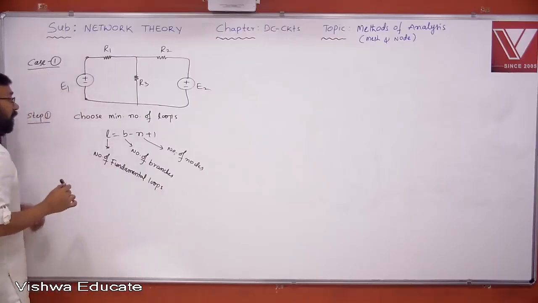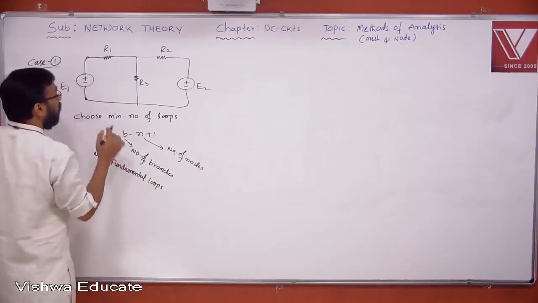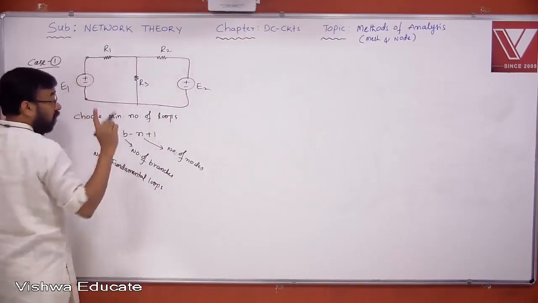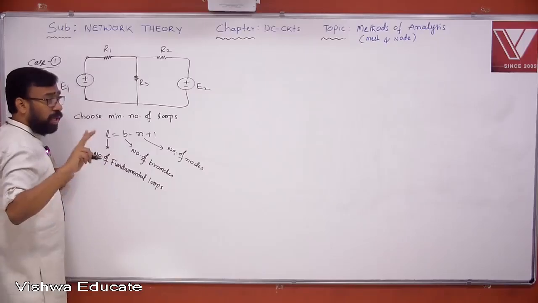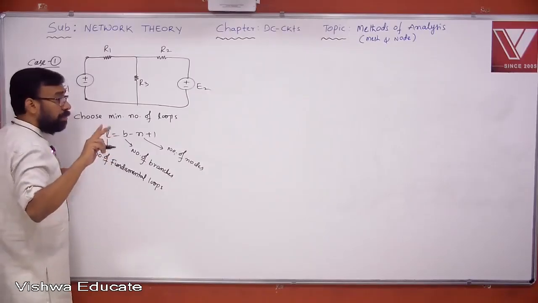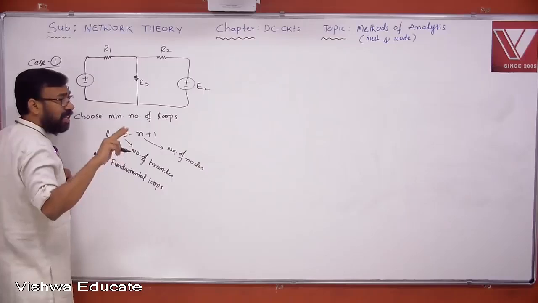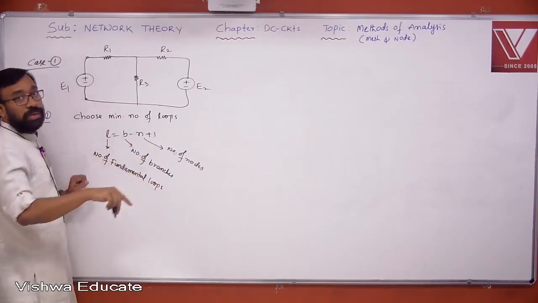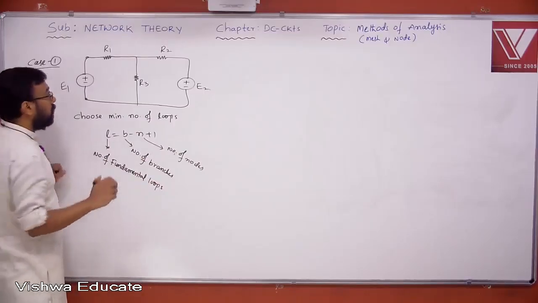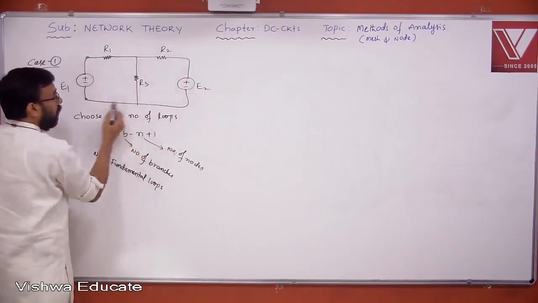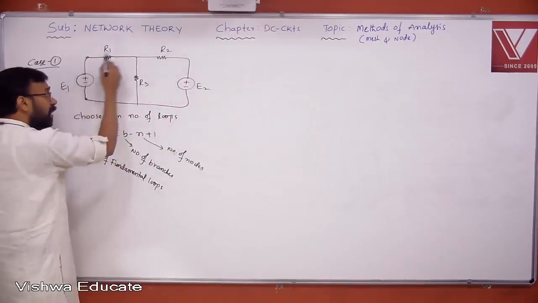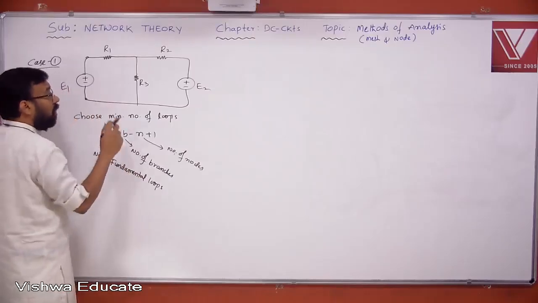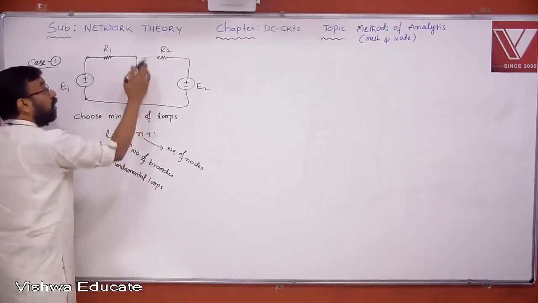Okay. Now, we need to even choose the loops. How many loops are there? 1, 2, 3. There are 3 loops. But how many fundamental loops are there? Only 2. You can choose minimum number of loops. That means as many loops as the fundamental. But those loops not necessarily be only fundamental loops. You understand? Okay. See. 1, 2, 3 loops are there. This is also a closed path. This can also be called as a loop. But while choosing the loops, you have to select only 2 in this example. Whether you want to take 1, 2 or 1, 3 or 2, 3, that is of your choice.